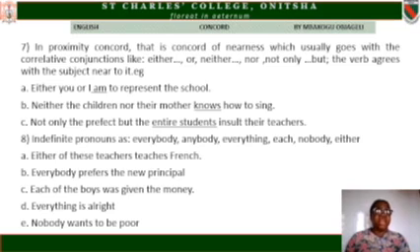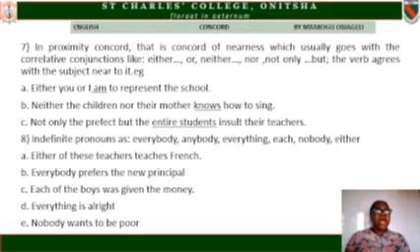Either of these teachers teaches French. What does this mean? It is like saying one of these teachers, either of these teachers. Another example: everybody prefers the new principal. In this case now, everybody here is the what? The indefinite pronoun. You don't know. Who is everybody? It is indefinite. It is not particular. Right? So it enters into agreement with what? The verb prefers, which is what?